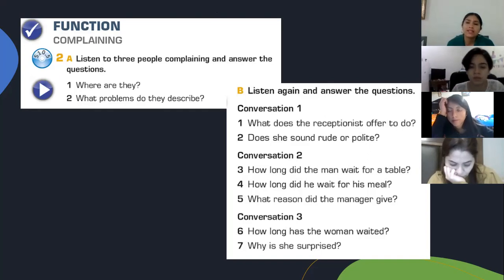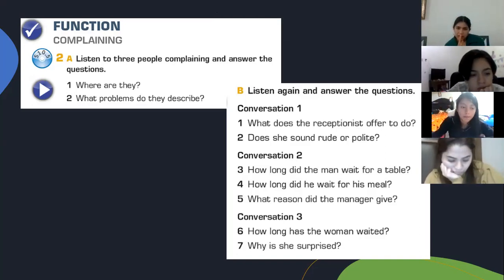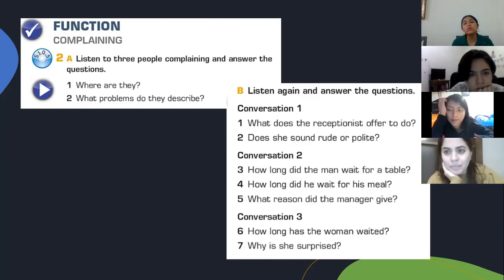So, okay, let's discuss it together. First of all, what was the first person? What place were they? Le dijo que le hablaría a alguien más para que lo arreglara. But where was he? ¿Dónde estaba? Where was he? ¿En un hotel? He was in a hotel.